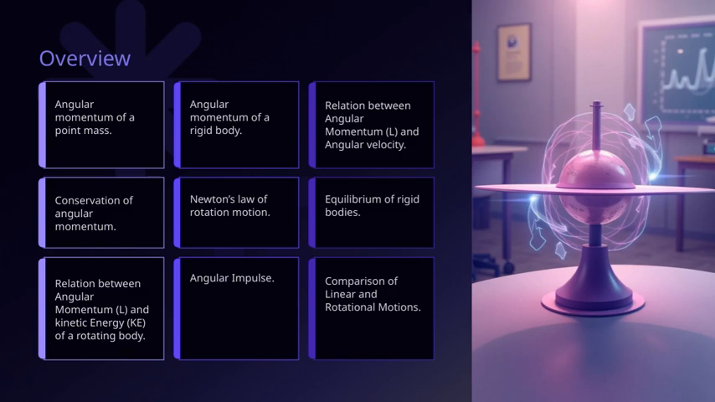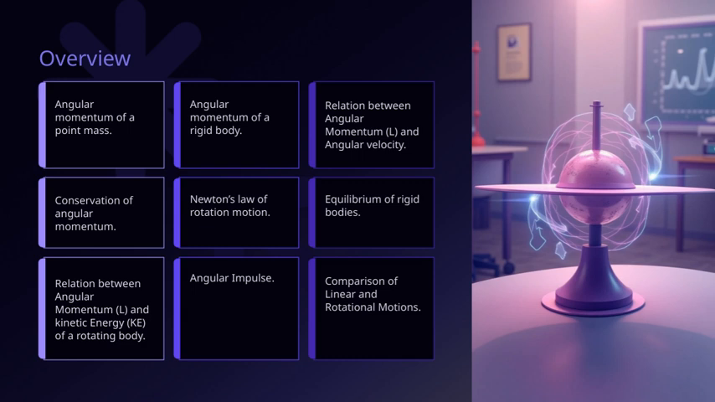Moving on, there's an important relationship between angular momentum, denoted as L, and angular velocity, often represented as omega. Essentially, angular momentum is the rotational equivalent of linear momentum, and it depends on both the distribution of mass and how fast the body is spinning. We also have the concept of angular impulse, which relates to how a force applied over a period of time can change the angular momentum of a body.